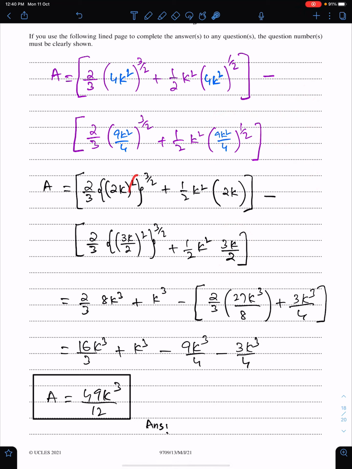Now you have to cancel 2 with this 2 with this 2, and then you have to cube this thing. When you cube these two, you'll get 8k cube. Same here, cancel this 2 with this 2 and cube this thing. And then simplify this carefully. That's the final answer.